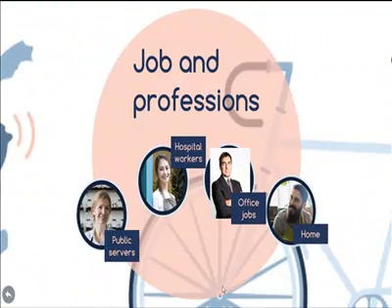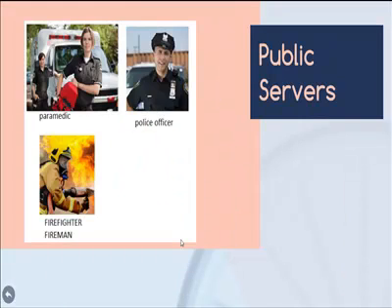Let's talk now professions by place. So we're going to check the professions that you can have if you are a public servant, if you work in a hospital, if you work in an office, or if you work at home. Public servants work for the government and serve the community. So it means that they are paid by the government, which uses the taxes that we pay. So here we have a paramedic, a police officer, and a firefighter or fireman.